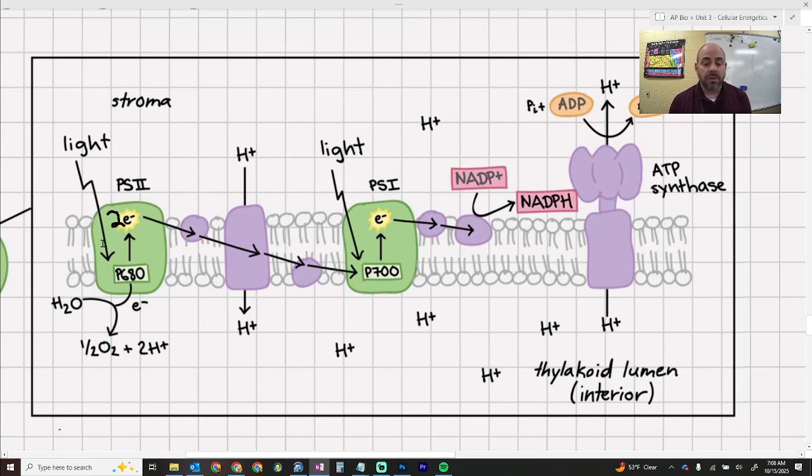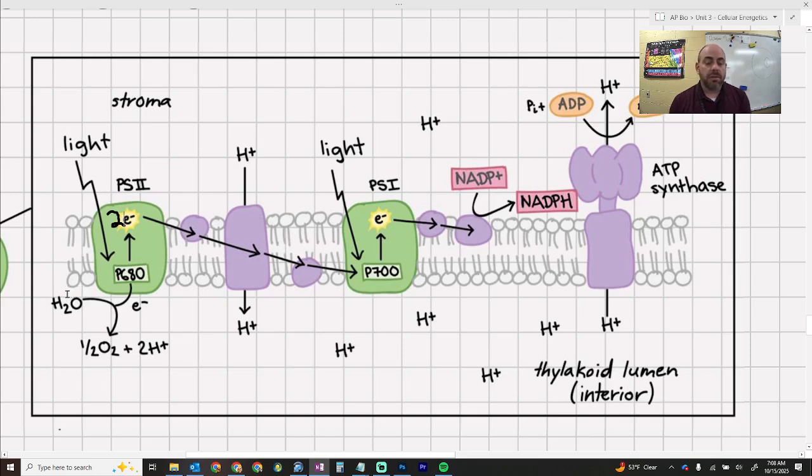So magnesium has let go of its 2 electrons. It has no more electrons. Where's it going to get more electrons? That's where water comes in. So here we have water coming in. Water is going to interact here with photosystem 2, and the energy from the light, very good, powerful, very clean energy, is going to shatter this water molecule.